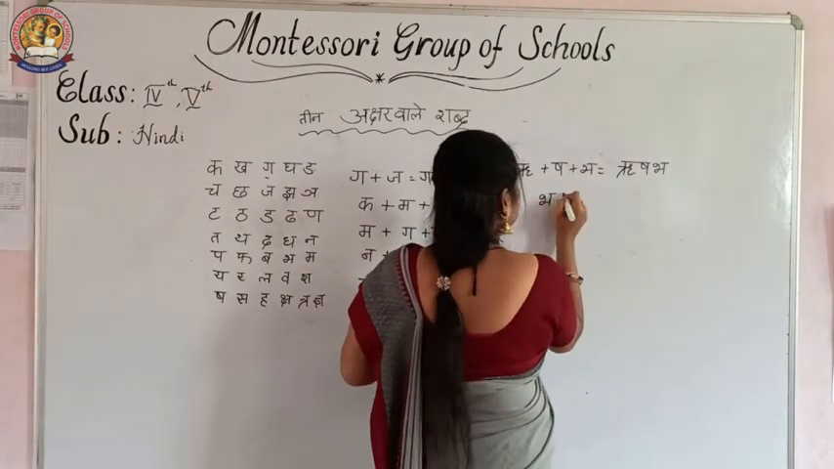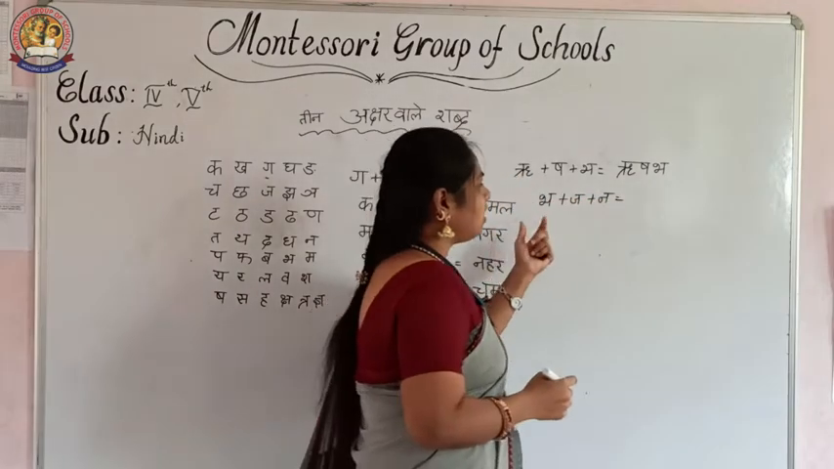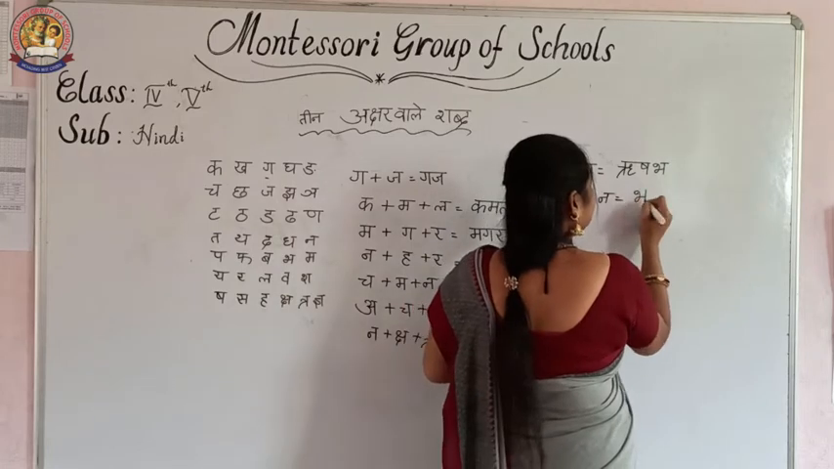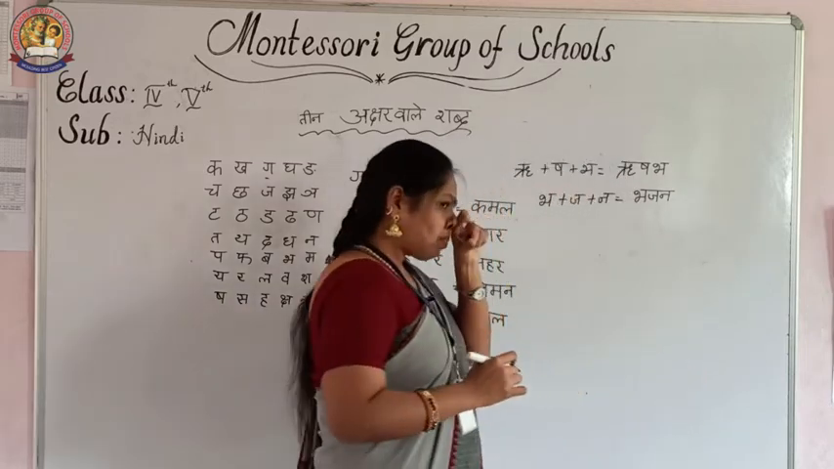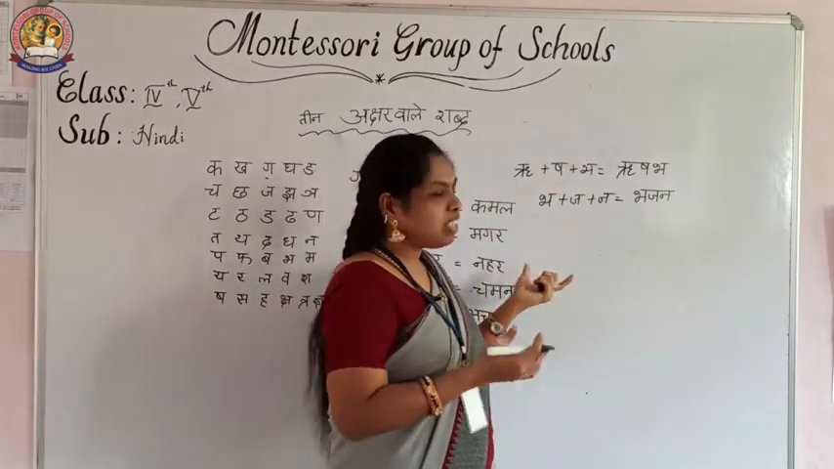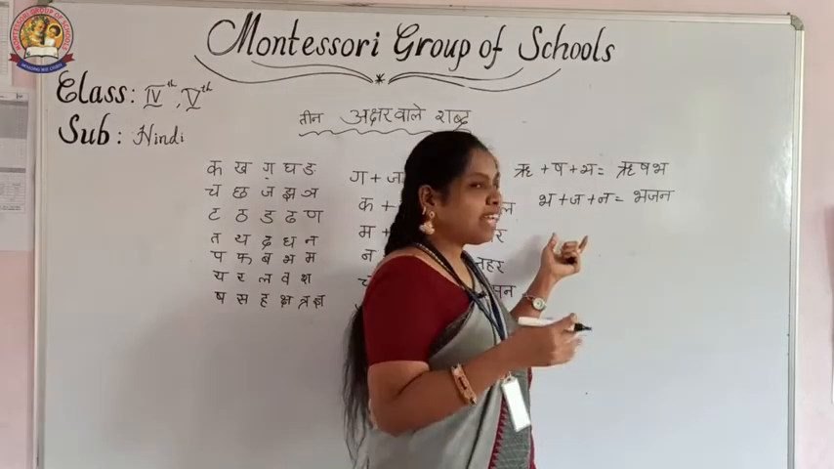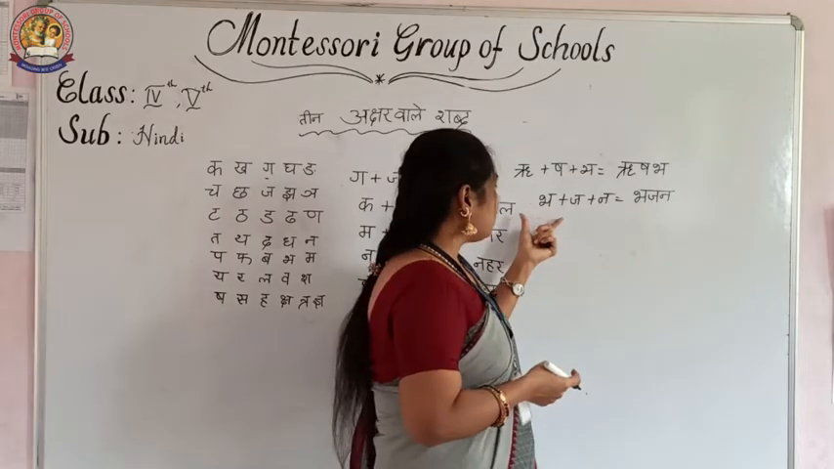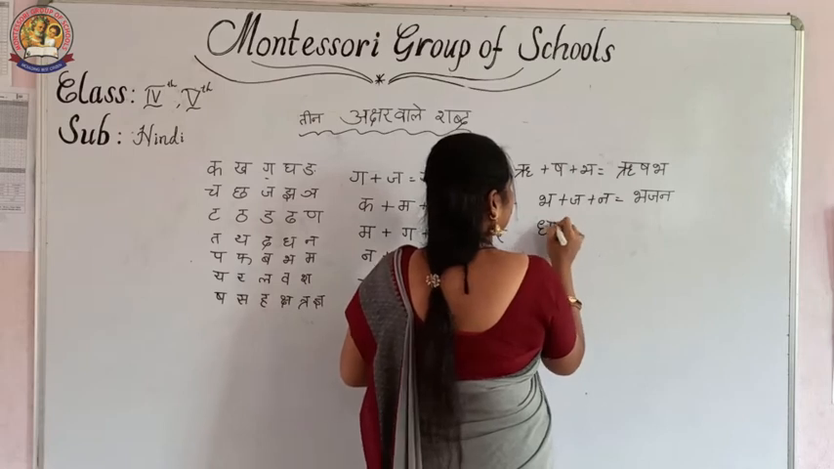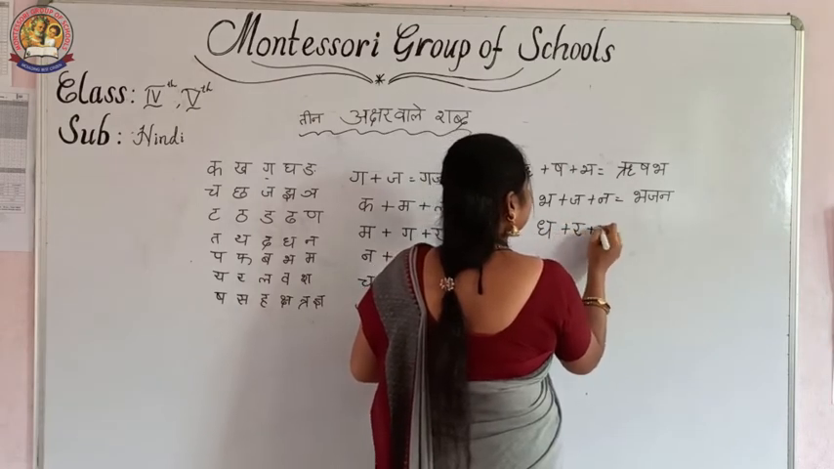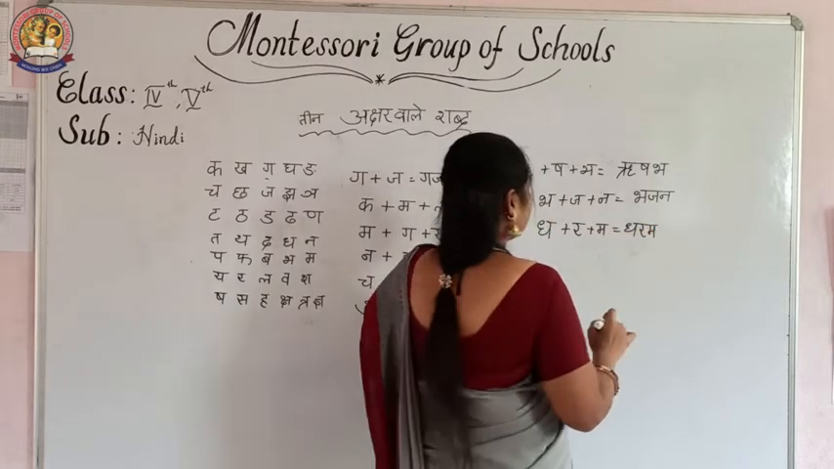Then see bha plus ja plus na. Easy. Then write bha, ja, then na. Bhajan. Bhajan means doing prayer to the God. Not singing songs like that, but prayer songs. Then see afterwards, next, dha plus ra plus ma. Dha ra ma. Dharam.